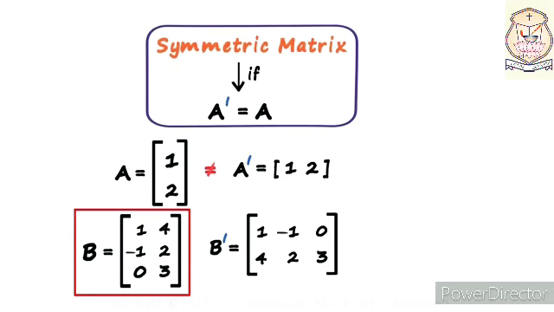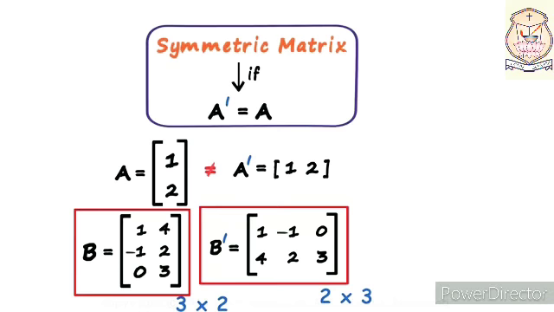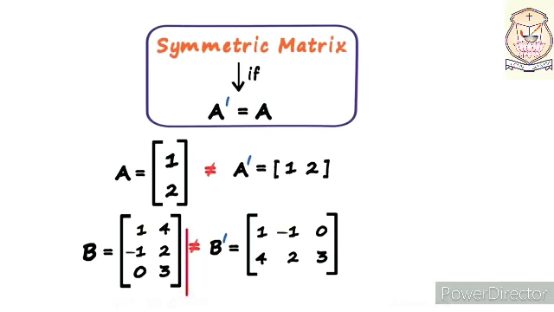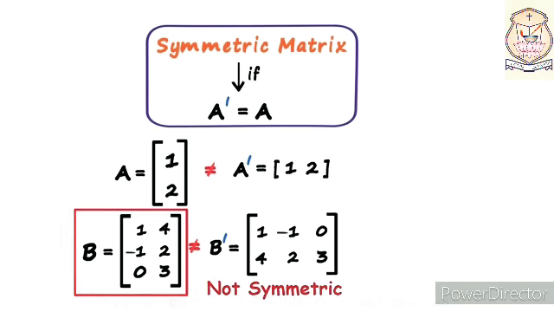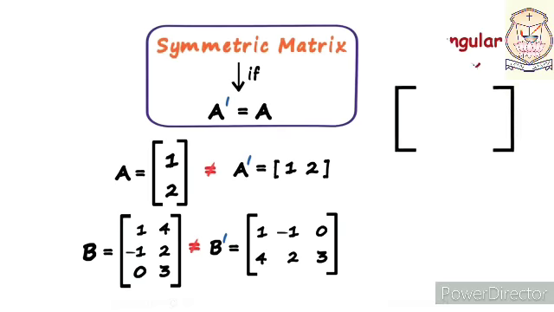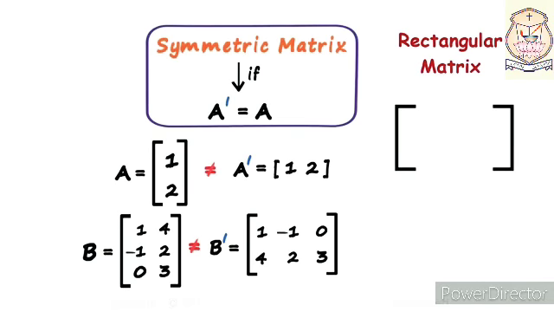The order of B is 3 by 2 and that of B transpose is 2 by 3. As the orders are different, they are not equal, which means B is not a symmetric matrix. This should give us a hint. Tell me, can a rectangular matrix ever be symmetric?